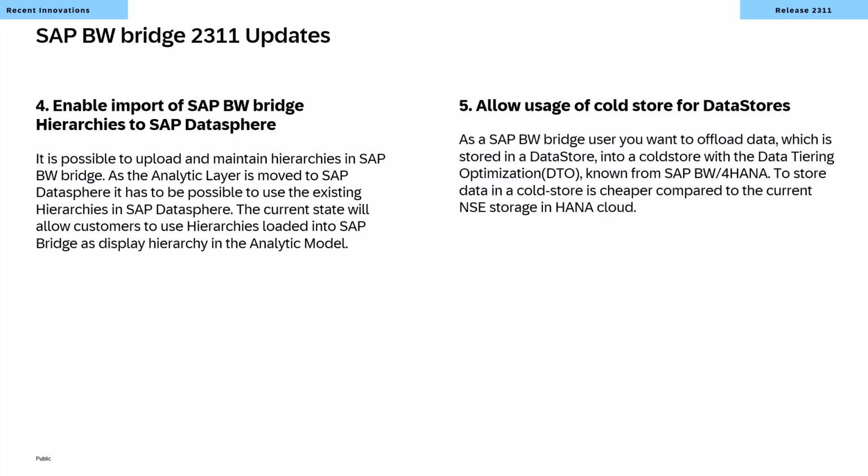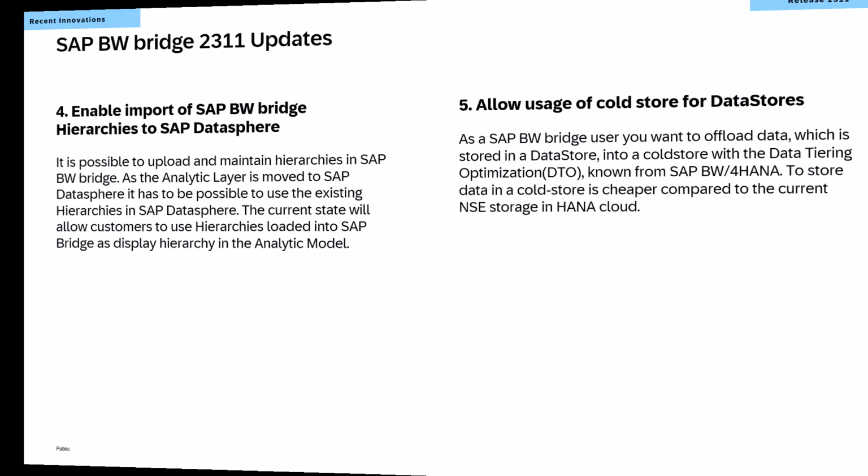And looking at the last topic, which is a cold store option, or specifically data tiering optimization. Many of you know from BW/4HANA to store data in a cold store. That is now also available as an option for the BW Bridge in combination with the optional data lake for Datasphere. So if you have both BW Bridge and the data lake option available in your tenant, you can now use this cold store option as part of the BW Bridge implementation.